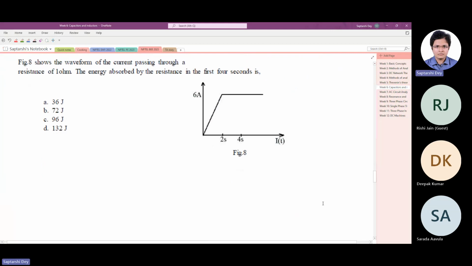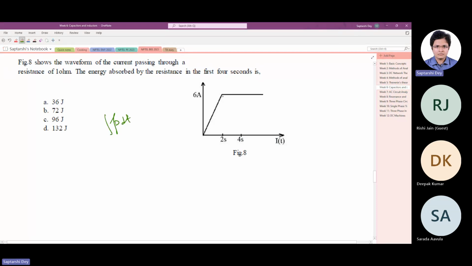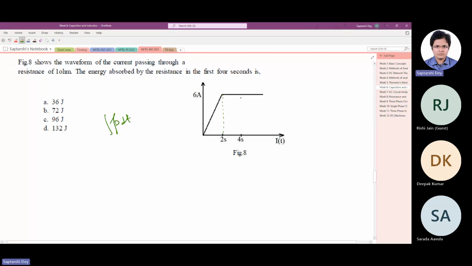Figure 8 shows the waveform of the current passing through a resistance of 1 ohm. Find the energy absorbed. Now we have to find the power, right? We have to find the instantaneous power. Then we have to integrate the power to get the energy. Now life was easy when current was constant, but here the current is not constant.